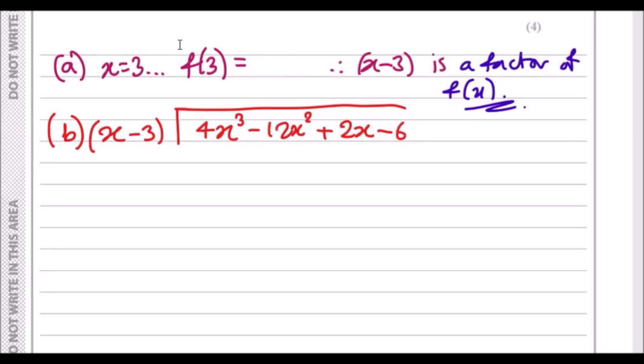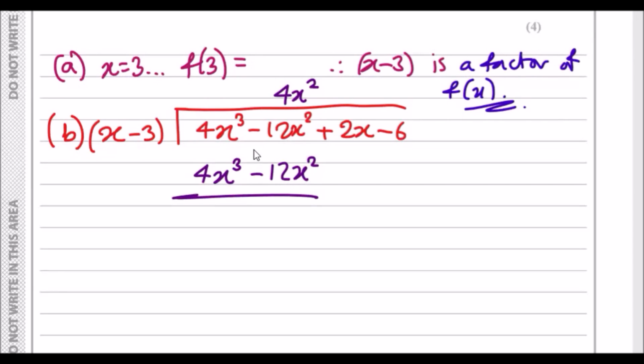So first things first, to start this, we will ask ourselves, how many times does x go into 4x cubed? Well, it goes exactly 4x squared times, because 4x squared times x gives us 4x cubed. Now all we do is just multiply this out. So 4x squared times x minus 3 will give us 4x cubed minus 12x squared. So that's good so far.